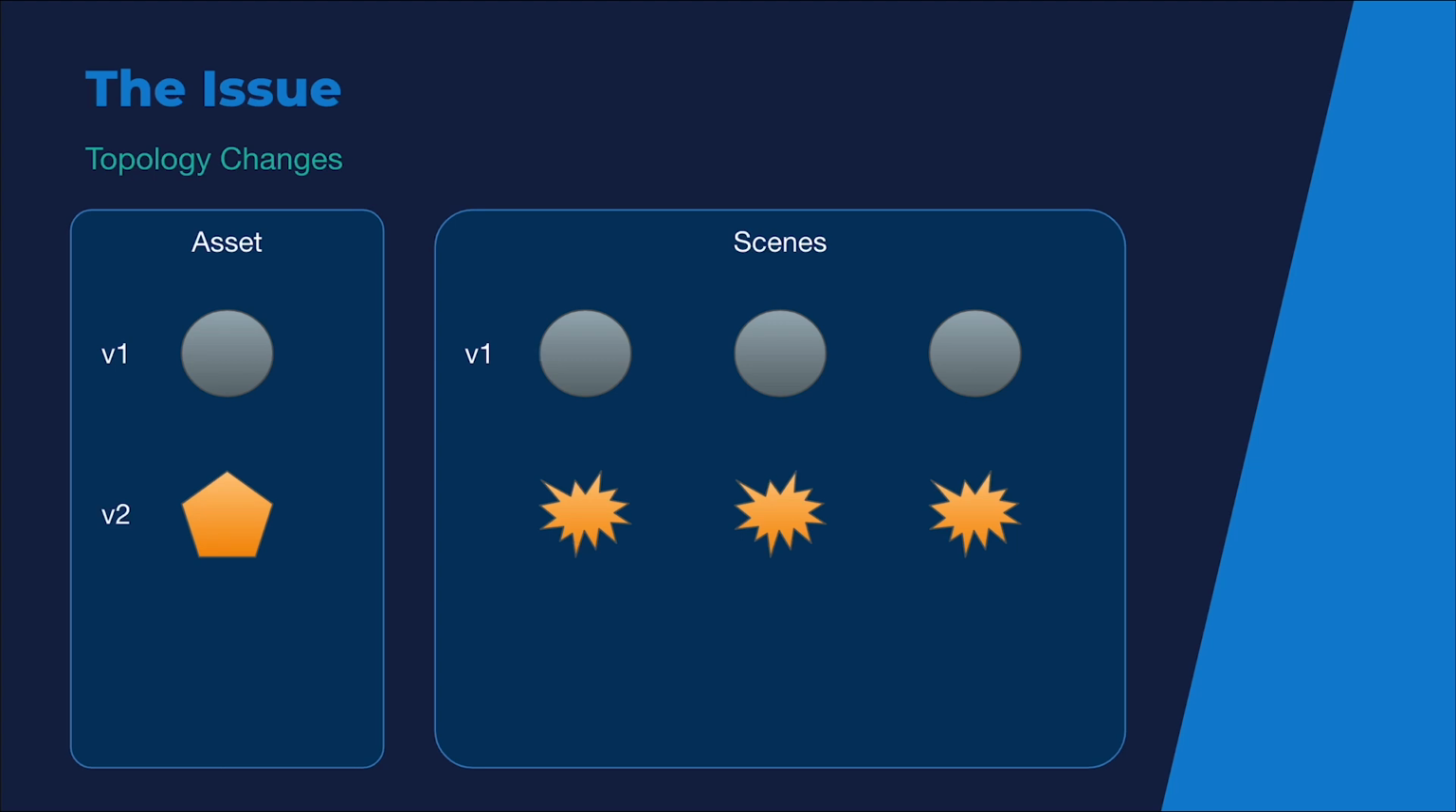This would lead to broken geometry in scenes because the point position overrides would not line up with the new topology of the asset. In order to fix this issue, we would need to recalculate the overrides in every affected scene. And without proper automation, this led to a costly, manual process for artists.